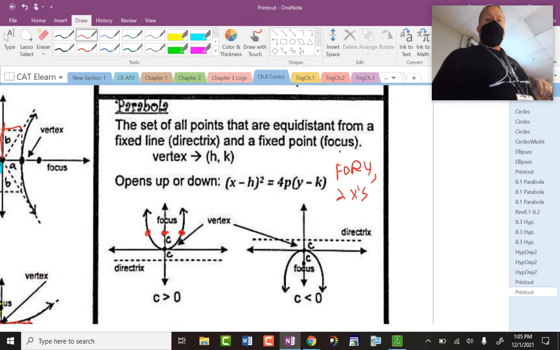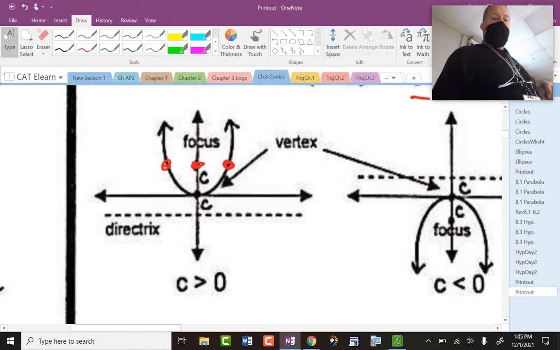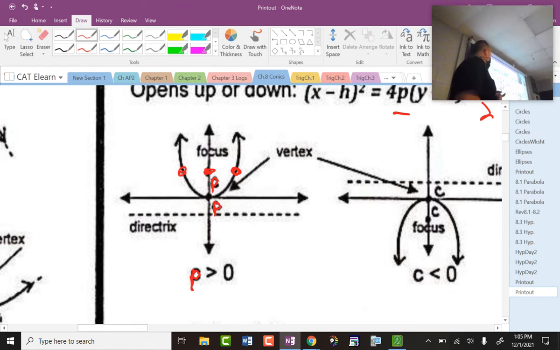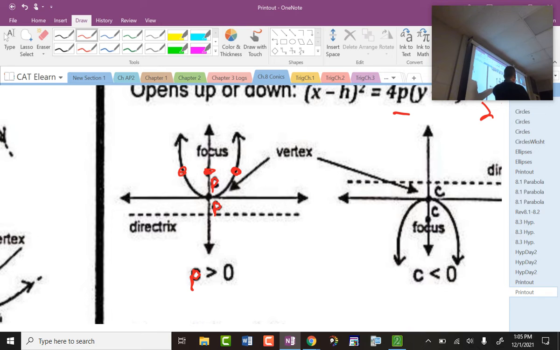All right, we have something else we have to change. You see how it says cp there? These should say p, so not cp. I think I changed that. It was c, and I changed it to a p. I didn't want to confuse you. So these should be p's. And that's the point. Whatever p is in that 4p situation, for this one we go p up for the focus, and then we go p down and have a directrix.